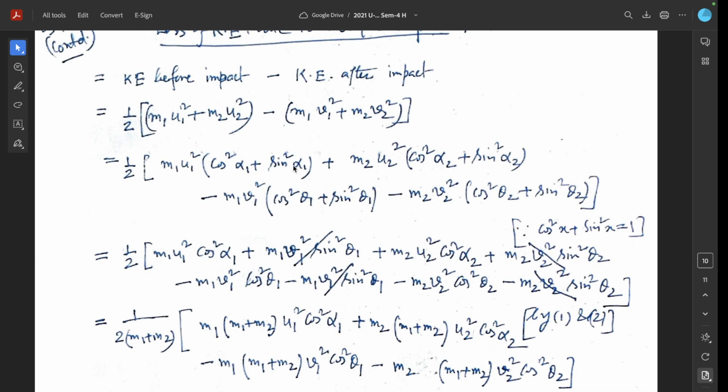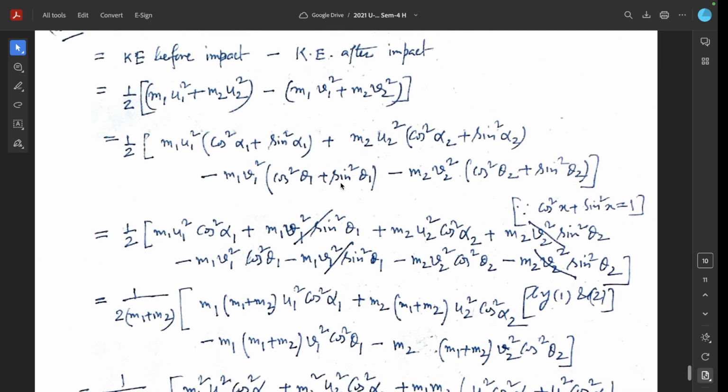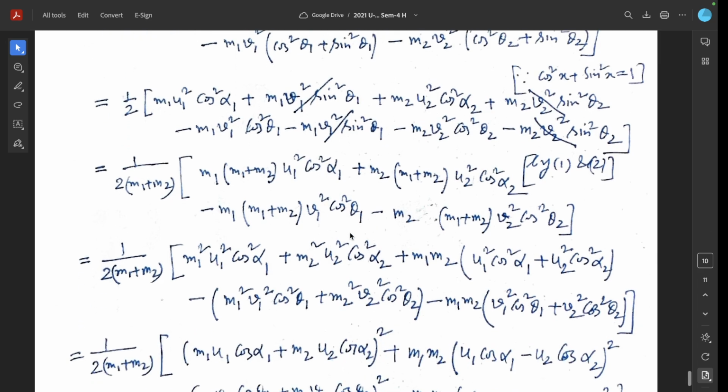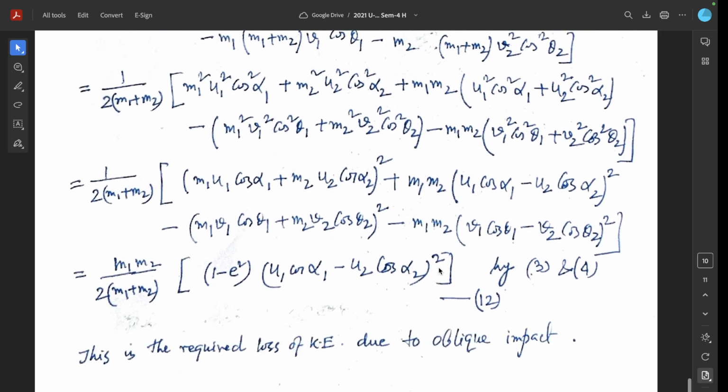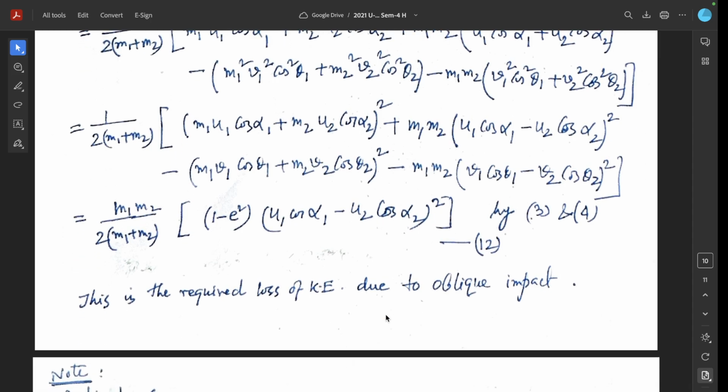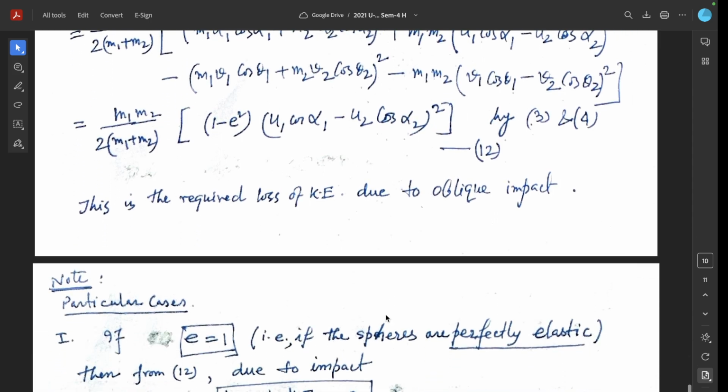Now all these multipliers are 1, since cos square plus sin square equals 1. After simplification this term cancels, and the result is given by equation 12: m1 m2 whole divided by 2 into m1 plus m2, into 1 minus e square, into bracket u1 cos alpha 1 minus u2 cos alpha 2 whole square, and this is the required loss of kinetic energy due to oblique impact.